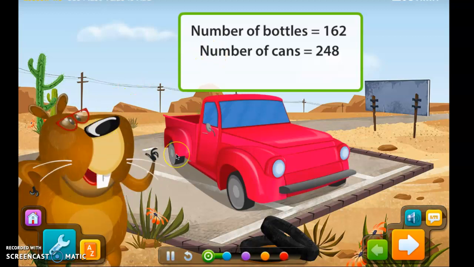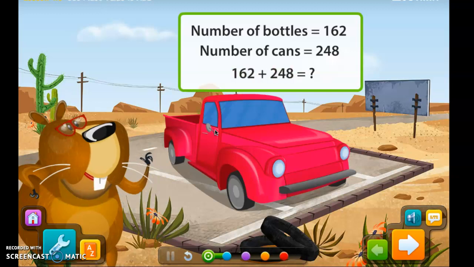Well, I think we can add to find the sum. But do you need some help with these 3-digit numbers? Why don't we see how to use place value to add 3-digit numbers? Come on, let's see how to do that.